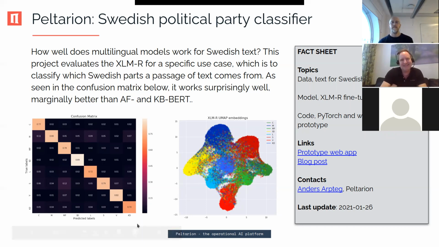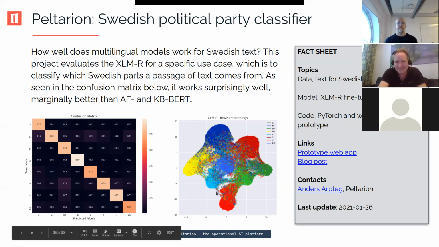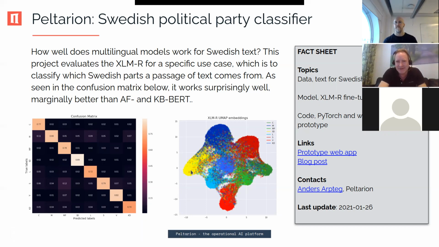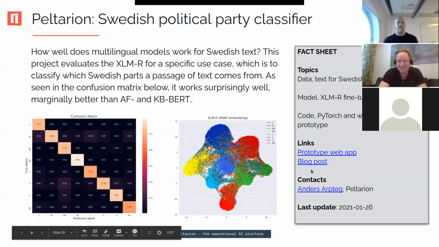Then you can take the embeddings that you get from these types of models and try to see how connected different Swedish parties are to each other. We can see that the yellow one, Sverigedemokraterna, is very far away from Miljöpartiet, for example. Liberalerna are in the middle or a bit all over, and others are separate from each other. So it's kind of interesting and worked surprisingly well. You can see some links and more information in blog posts, etc. if you want to know more.